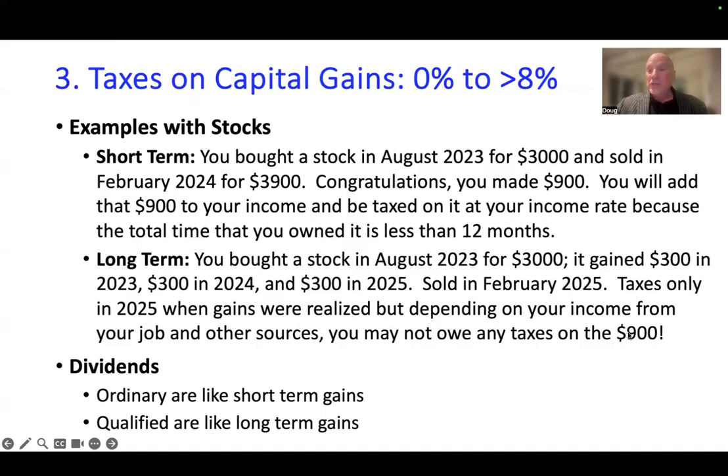But because you owned it longer than 12 months, it's termed a long-term gain. You may not actually owe any taxes on it. And indeed, if you had like $50,000 income and $900 of long-term gains, there would be no federal taxes on that $900. Again, state and city tend to have their own rules, which follow the federal, but you certainly would not have any federal income tax. Zero. That's fantastic.